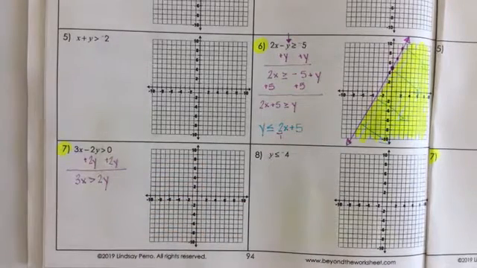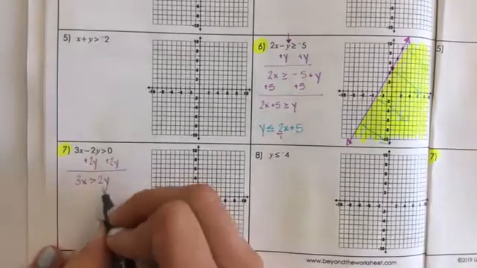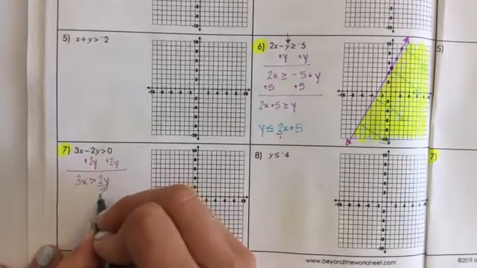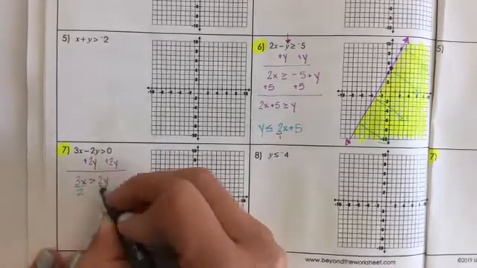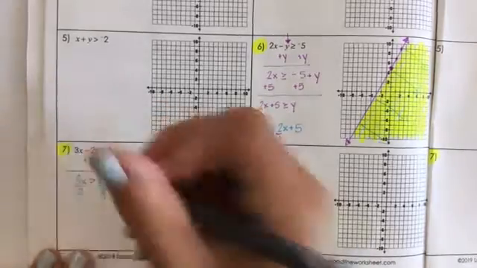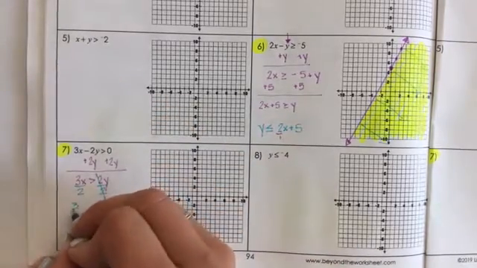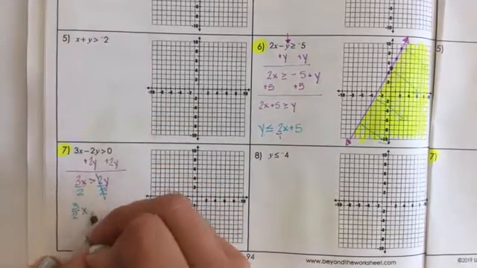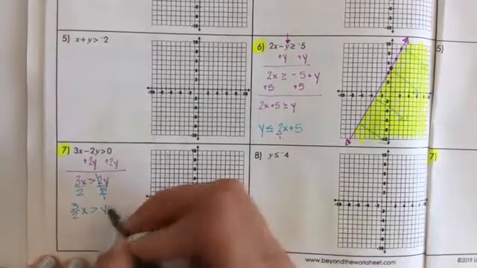And then remember, I still have to get y by itself. So you've got to split these two up. Whenever you're going to split something up, we're going to use division. Divide by 2, both sides. So I end up with 3 halves x is greater than y.